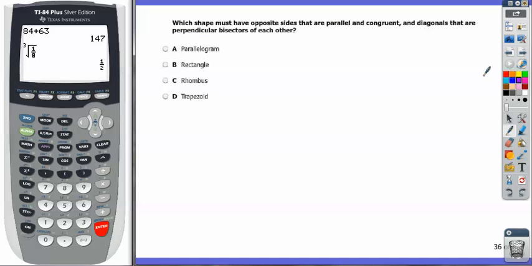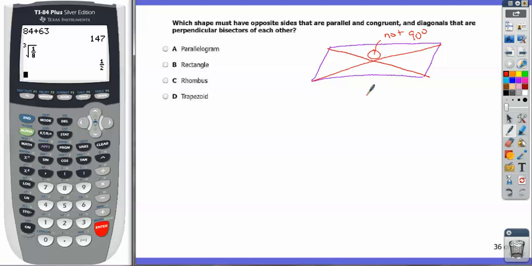Which shape must have opposite sides that are parallel and congruent, and diagonals that are perpendicular bisectors of each other? Okay, so a parallelogram, perpendicular bisectors, and I can actually try to draw some of these. A parallelogram, I would probably draw it like this. And then if I drew in my diagonals, just draw pictures. This right here is not 90. It's not a perpendicular bisector. No way. Let's try a rectangle.